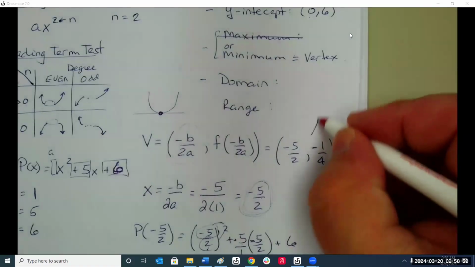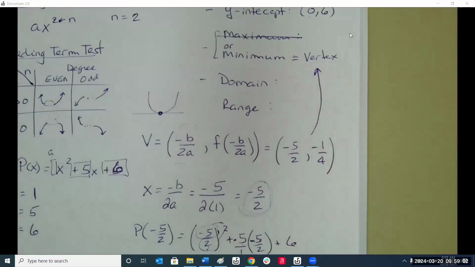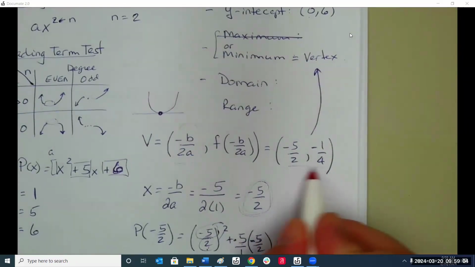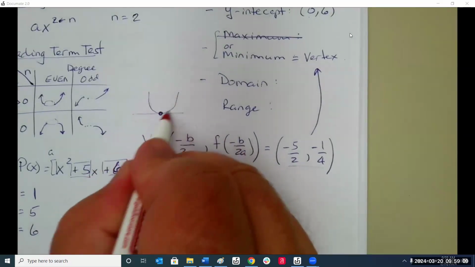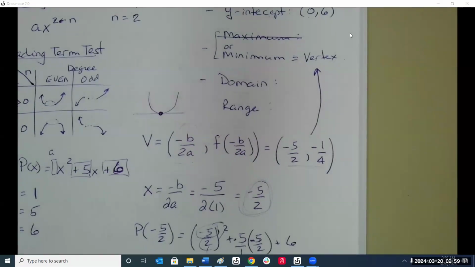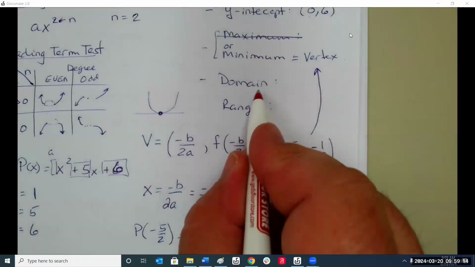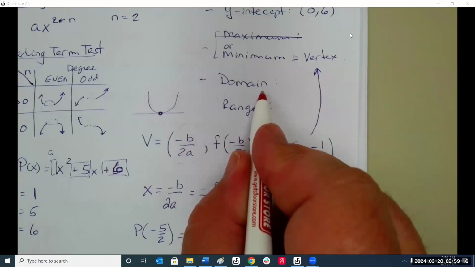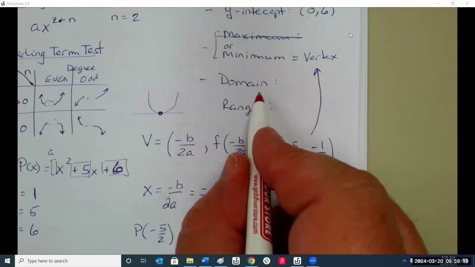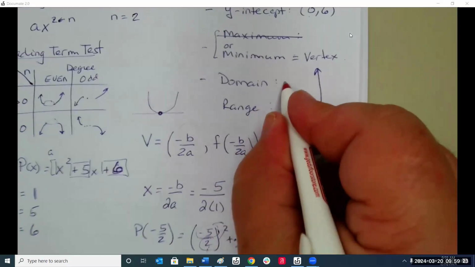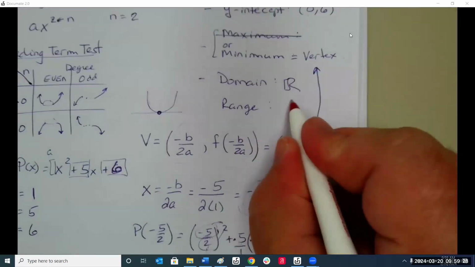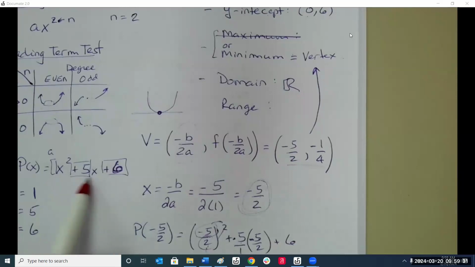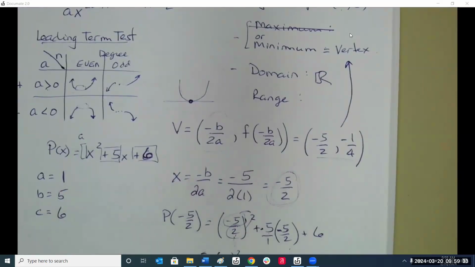So that is my minimum point. The minimum point will occur at this location because we know the graph opens up. So what's the domain? All real numbers. In other words, it's from -infinity to +infinity. We can see that because no x will violate the rules of math.